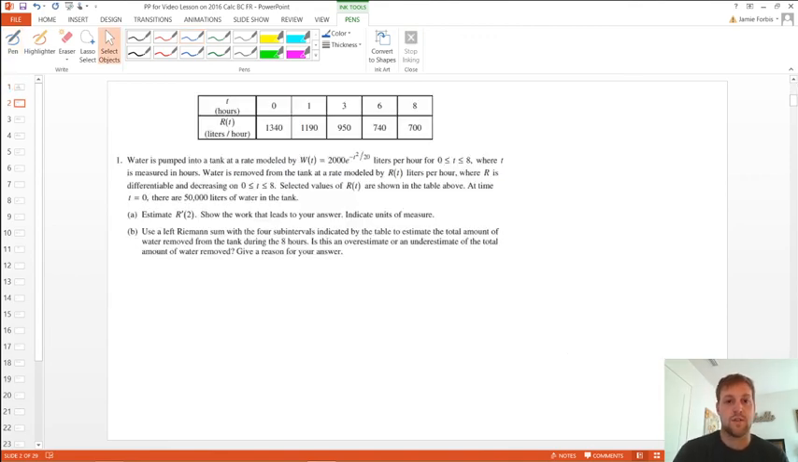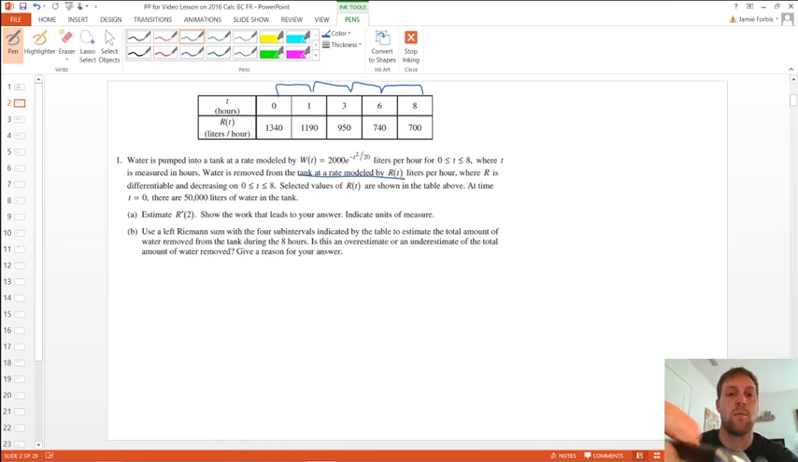B says to use a left Riemann sum with 4 subintervals indicated by the table to estimate the total amount of water removed, because remember this chart here is my rate out from the tank during the 8 hours. We also want to classify if it's an overestimate or an underestimate of the total amount of water removed and give a reason why.